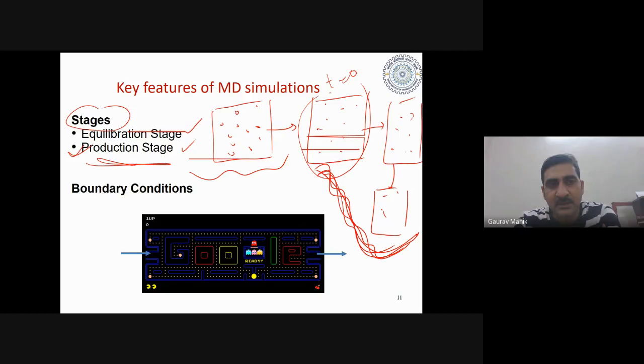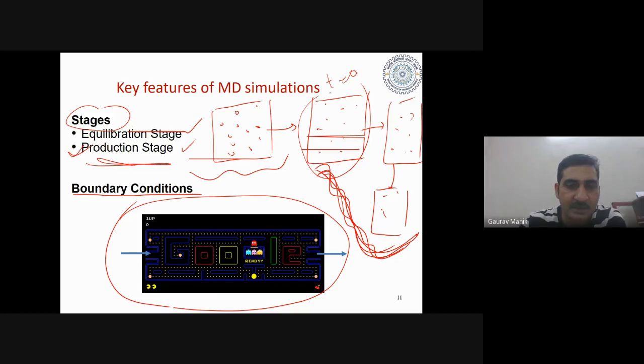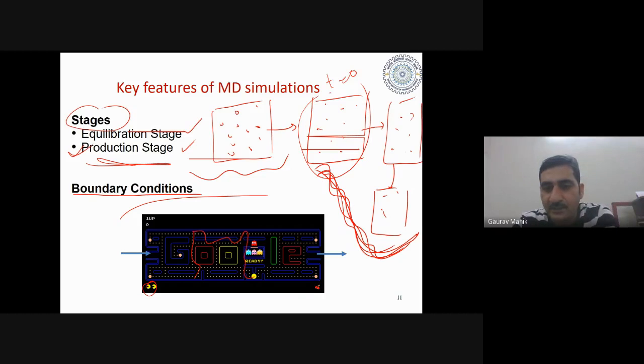The second thing that is important to mention is the concept of boundary conditions. I'm not sure if you have seen this kind of game which you used to play, which you normally call Pac-Man. This kind of structure goes around and keeps eating things throughout the game. But what you would have seen is that when it goes out on one side, it quickly comes in from the other side. This is exactly the concept used in molecular dynamics.